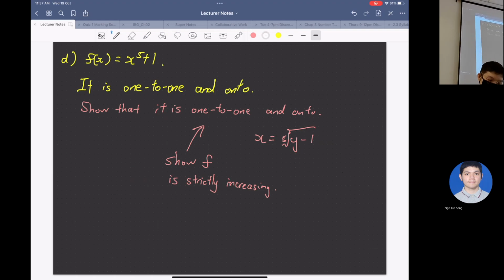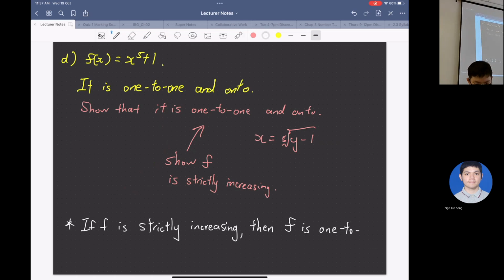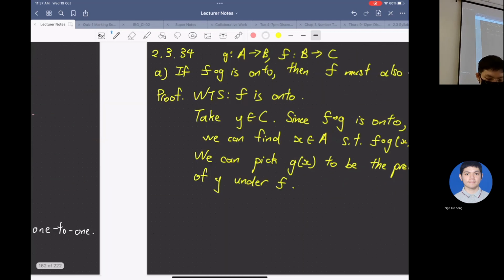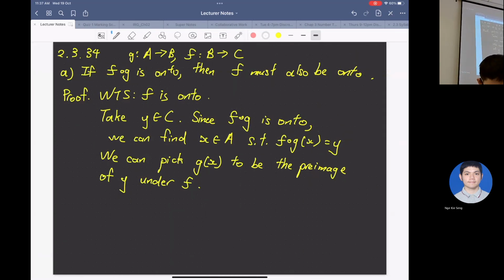So one statement to note here, you need to show this: if f is strictly increasing, then f is one-to-one. Okay, next, if you have the composite to be onto, then f must be onto. The outside one must be onto.